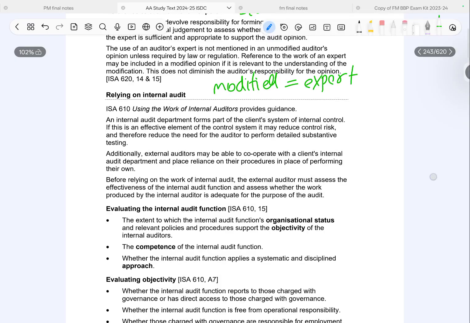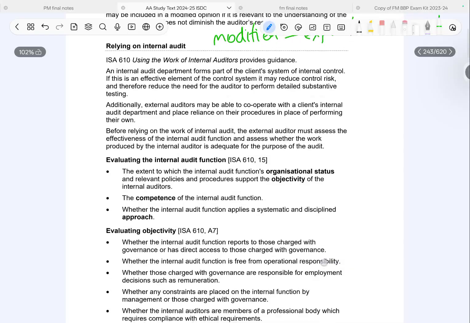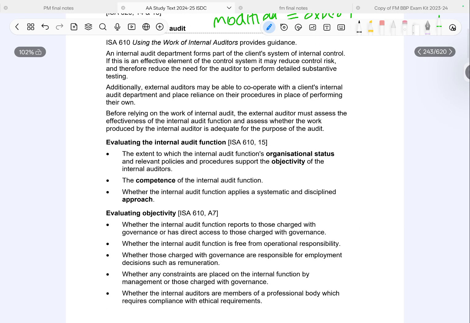Now, let's talk about internal audit. Internal audit is a part of the company's own control system. If it's strong and effective, it reduces control risk, which means the external auditor can do less detailed testing. Sometimes external auditors can even rely on internal audit work instead of doing everything themselves, but again, not blindly. They must first evaluate the internal audit function. They check things like, are internal auditors objective? Are they competent? Do they follow a proper systematic approach? For objectivity, they look at things like, do internal auditors report to those charged with governance? Are they independent from daily operations? Are there any restrictions placed on them?